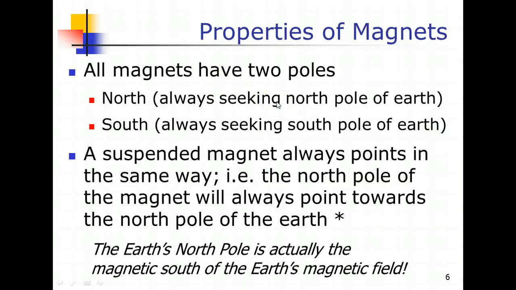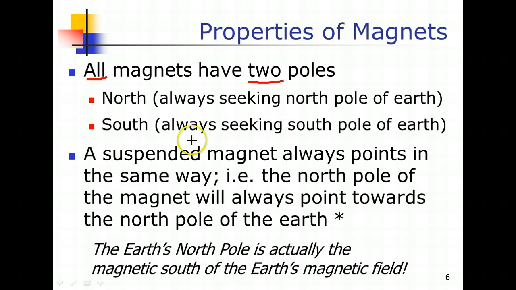we'll move on to the other point, which is the properties of magnets. Now there are 3 key properties that you must remember at all times. The first one would be all magnets have 2 poles. All magnets will have 2 poles. One of them we call the north, which is always seeking the north pole of the earth, or geographical north pole of earth, and the other one is known as the south pole. The south pole will always seek the south pole or geographical south pole of our earth.